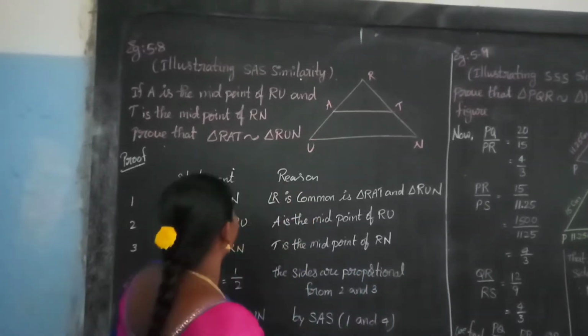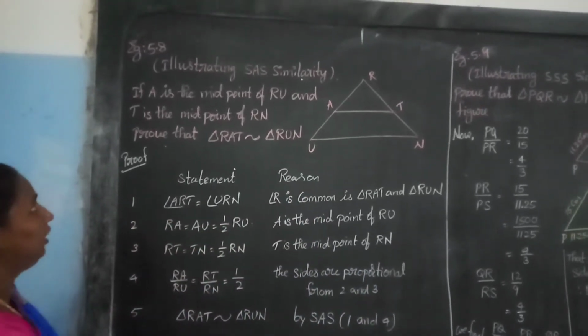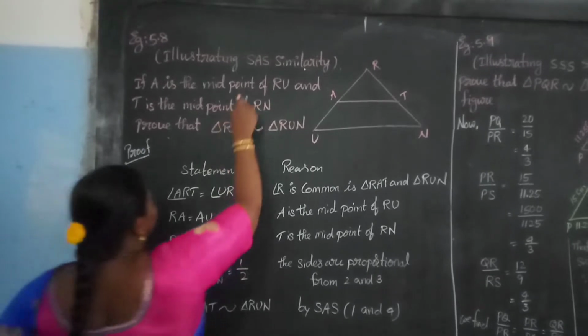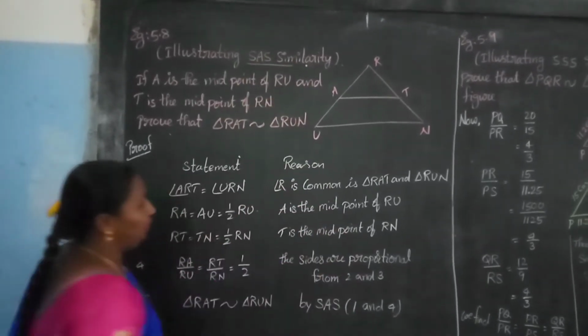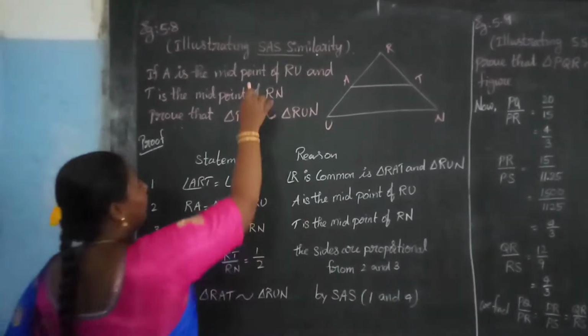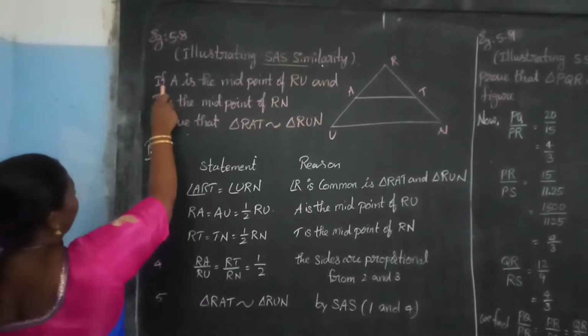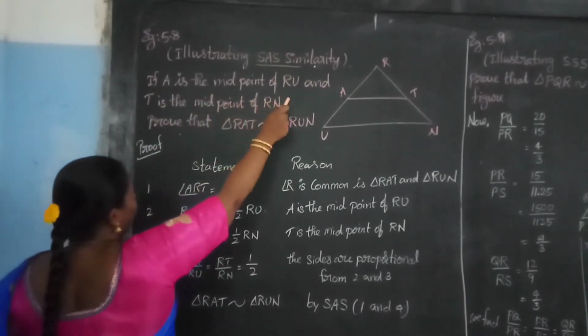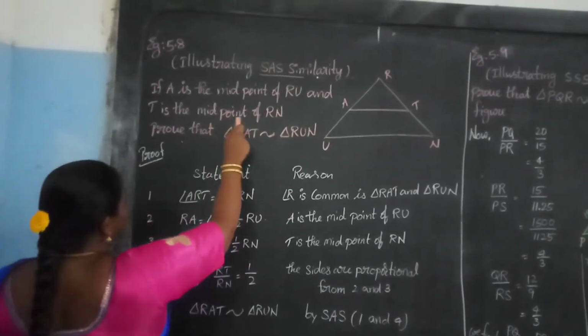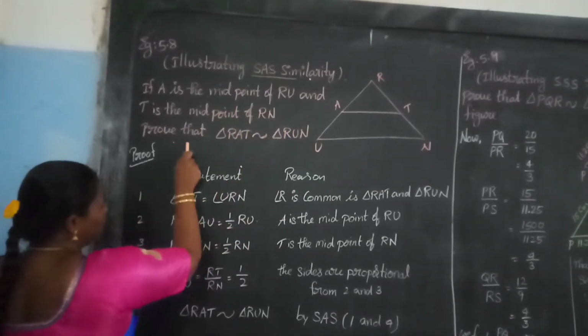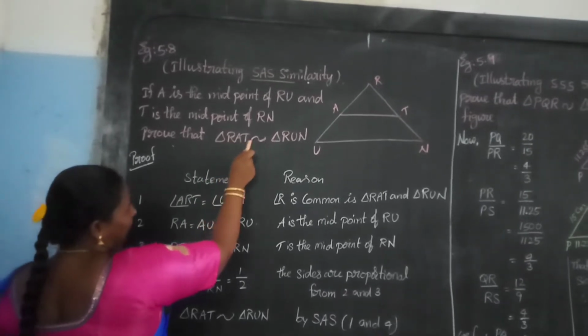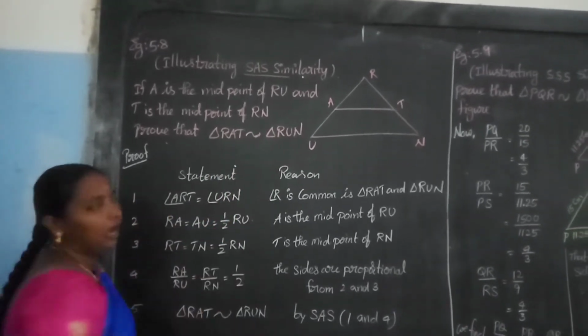In this video we are going to see example 5.8. Here we are going to illustrate SAS similarity. What is the meaning of SAS similarity? Side, angle, side similarity. Okay. So see the sum. If A is the midpoint of RU and T is the midpoint of RN, prove that triangle RAT is similar to triangle RUN.